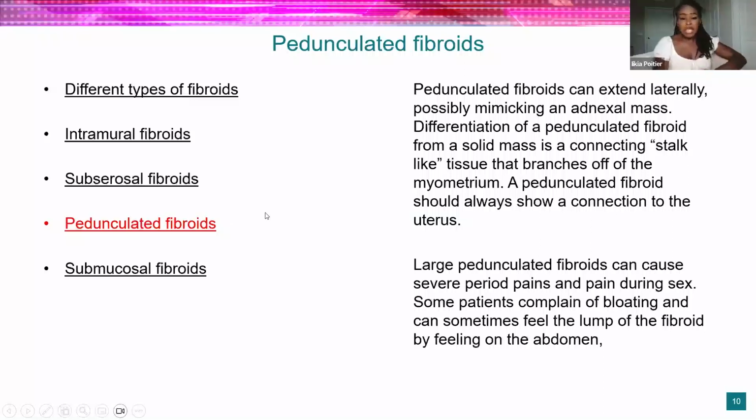Same thing in terms of size. They do get pretty big, like the subserosal fibroids. Now, you have to be very careful with the pedunculated fibroids because you have to make sure that you can see that it's branching off of the uterus and it's not just branching off of an ovary or just a random mass in the adnexa. You want to make sure that you show proof that it's branching off of the actual uterus.